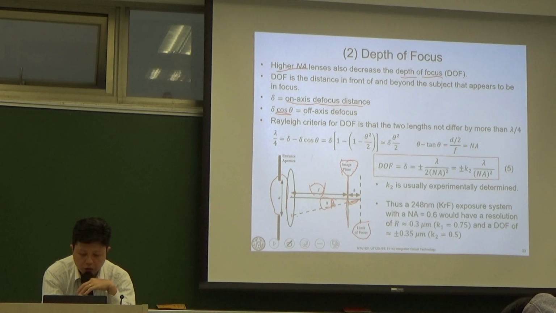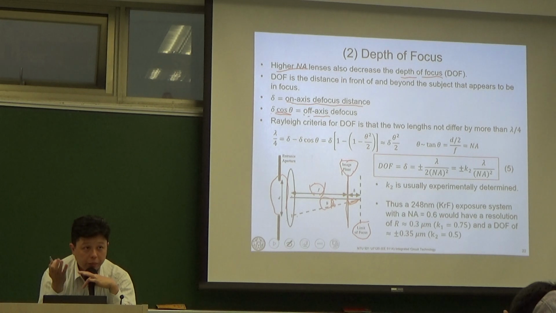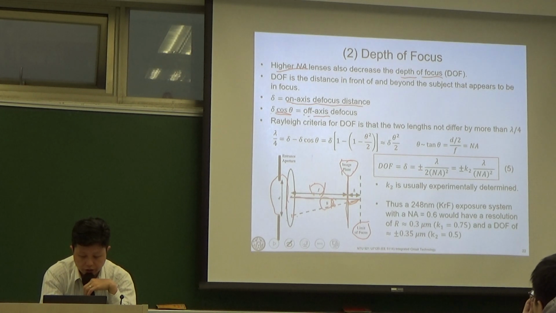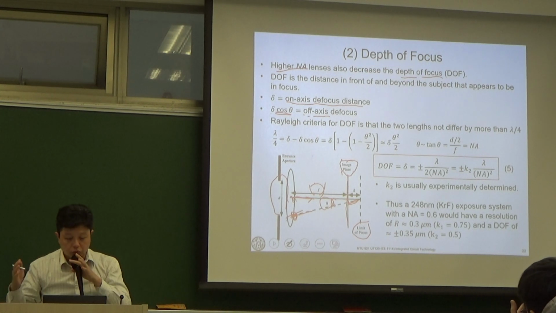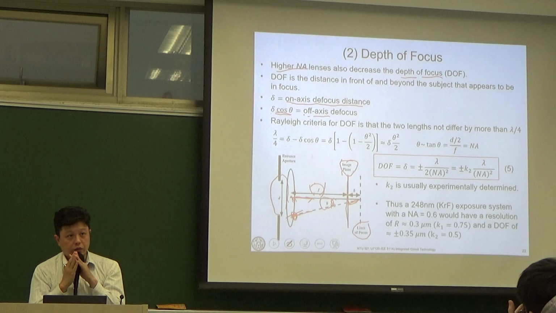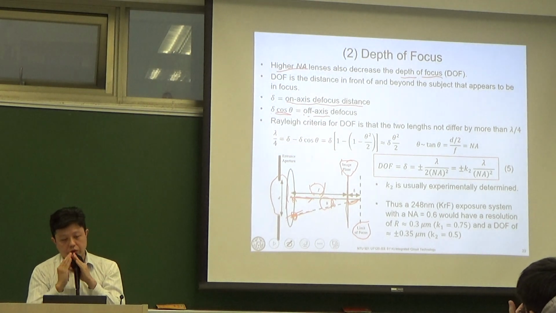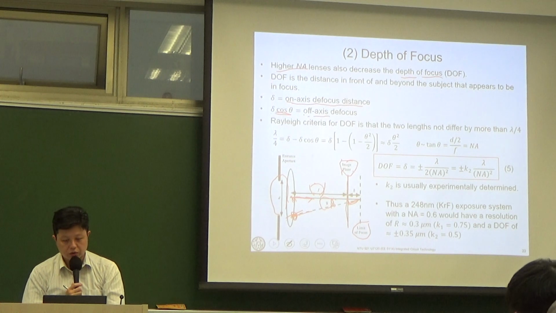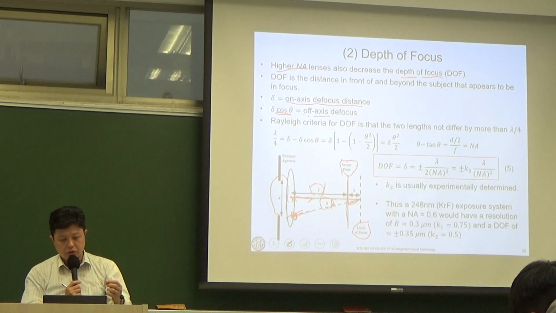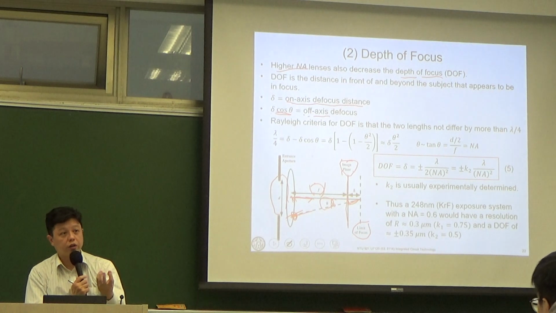Okay, then we call this off-axis defocused. In order to get a clear image, the light coming from the on-axis or from these centers has an optical path distance difference. If these two reach the image plane at the same time, or within a certain optical path difference, then they can reconstruct a clear image.